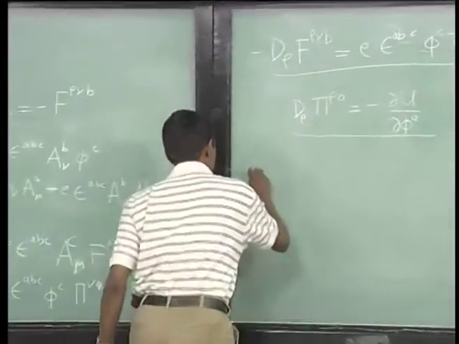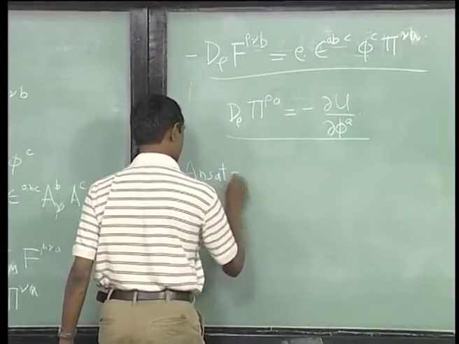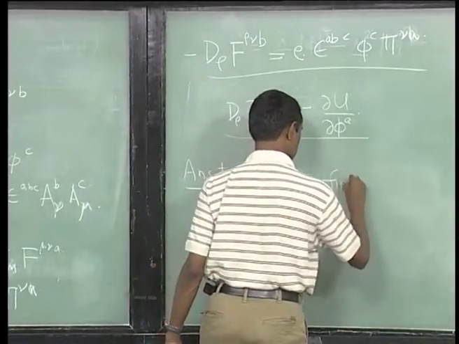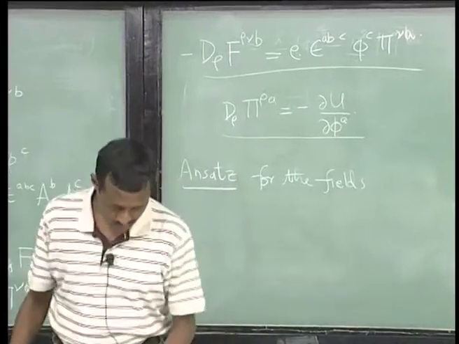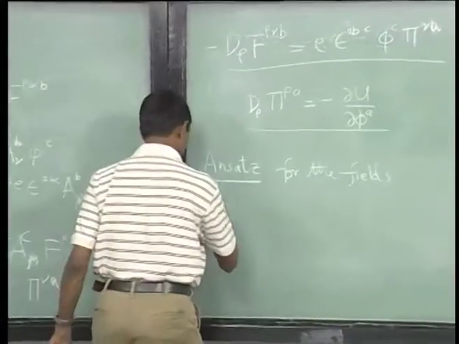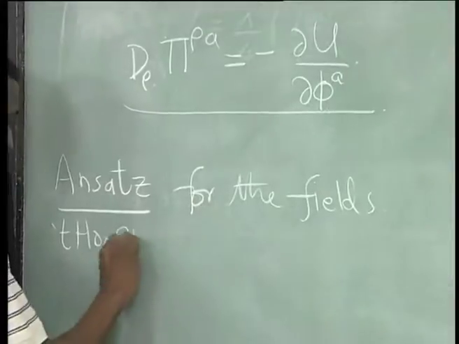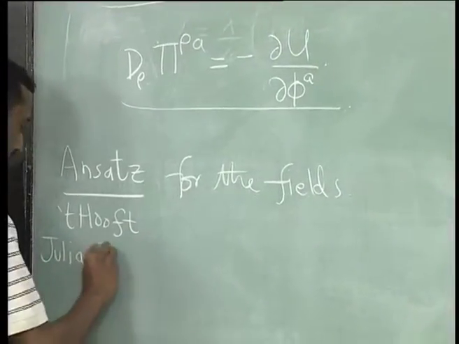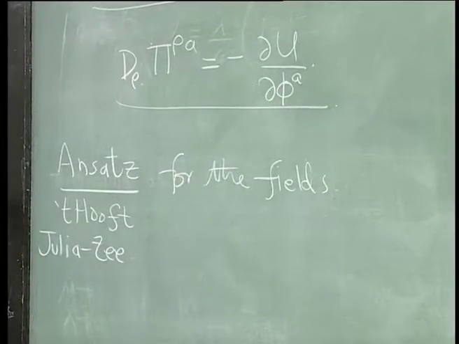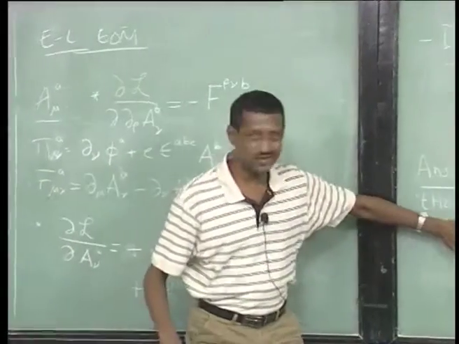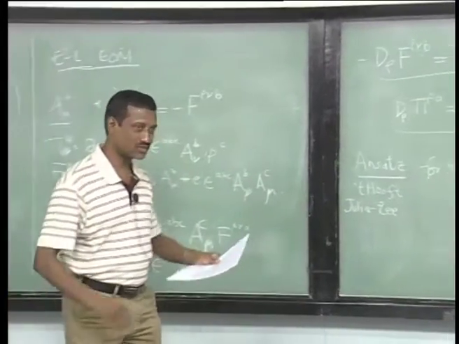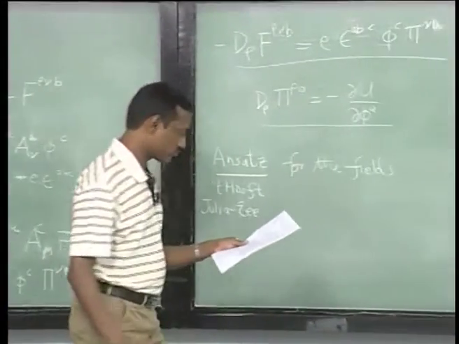So we need to make an ansatz for the fields. So let me write out the ansatz, and this ansatz is due to 't Hooft for the monopole case and Julia and Zee for the dionic case. Okay. So in the assignment which I gave you, I was very kind, I did not write the dionic part, because it is a horrible mess to work through, but it is good for the soul.